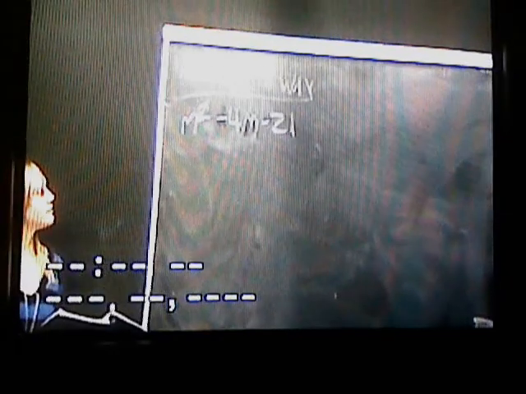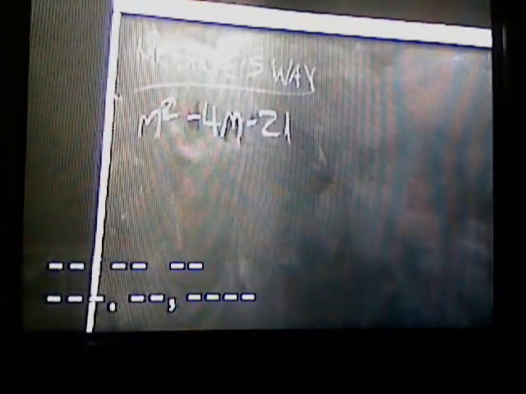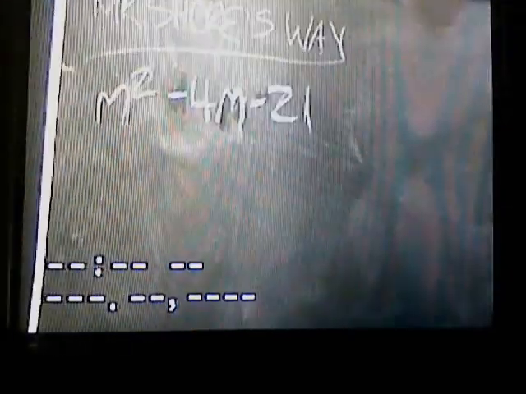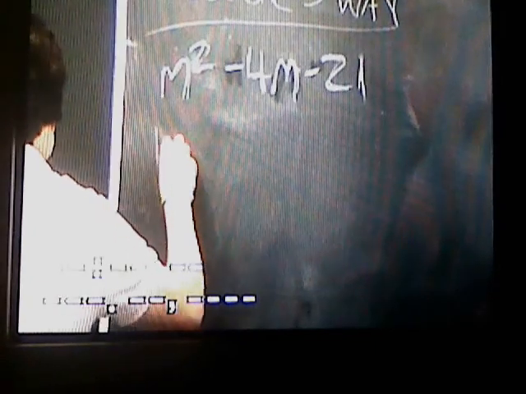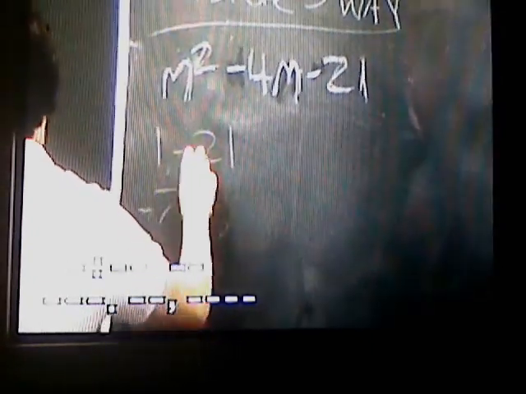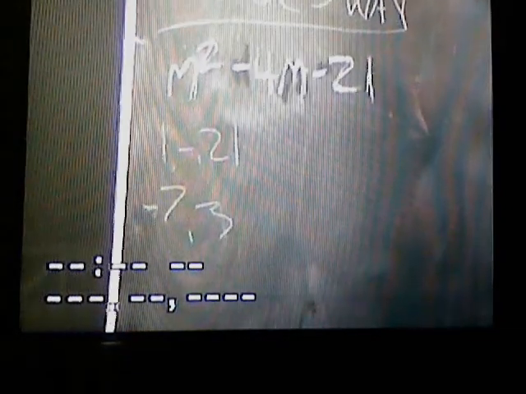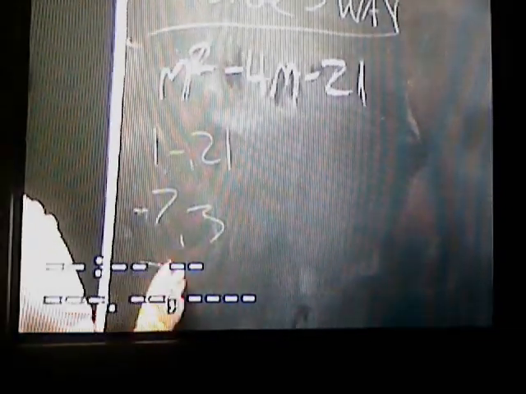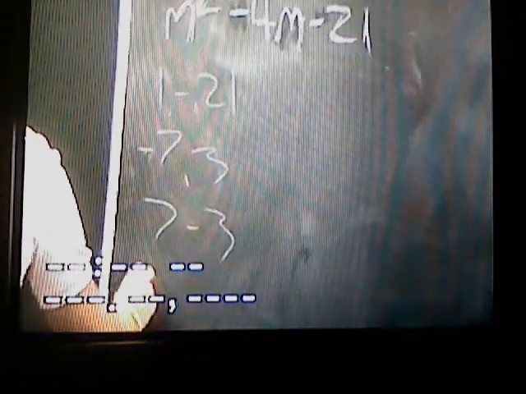Okay, Monica, this is my way. Now, first you have to look at the 2 numbers in the equation. You have to find a combination of numbers that adds to give you the middle number, and multiplies to give you the last number. Now, what numbers do you think multiply to give you negative 21? 1 and negative 21, negative 7 and 3. Positive 7 and negative 3. And negative 1 and 21.